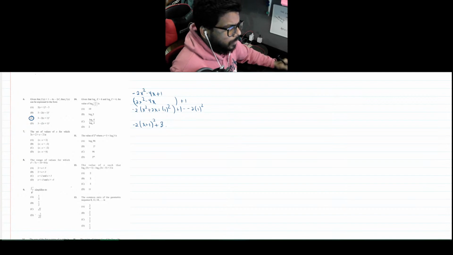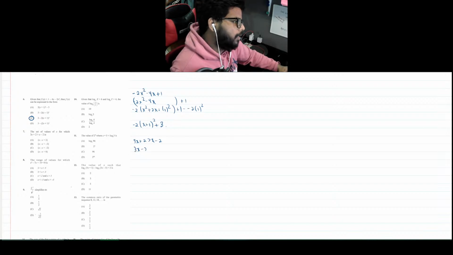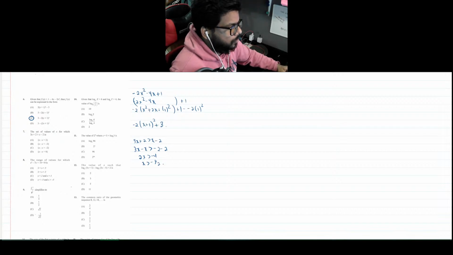The set of values of x for which that is greater than that, a real easy inequality. 3x plus 2 is greater than x minus 2. 3x minus x is greater than minus 2 minus 2. 2x is greater than minus 4, and x is greater than minus 4 over 2, which is minus 2. So x is greater than minus 2. C.